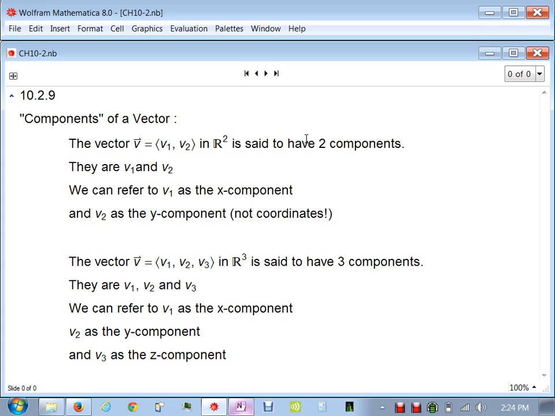If you want to, you could look at the V1 as being the X component, because it tells you how far to move along the X. And then the V2 is like the Y, it's your up and down, and Z is the V3. But we say component, not coordinate.